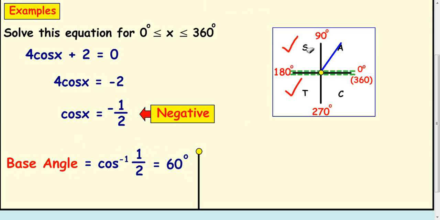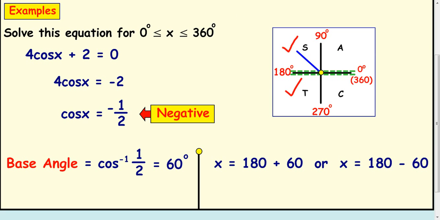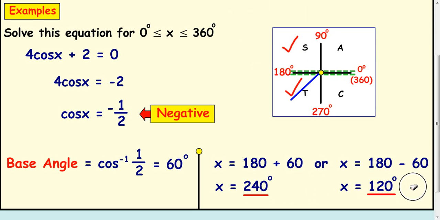So the first answer we're looking for is not 60, because the first answer we're looking for is in the second quadrant. So we go back 60 degrees from 180 to get our first solution, and forwards from 180 to get our second solution. I've written them down in a different order here, but that doesn't matter. So 240 degrees or 120. This answer is 240, this answer is 120.